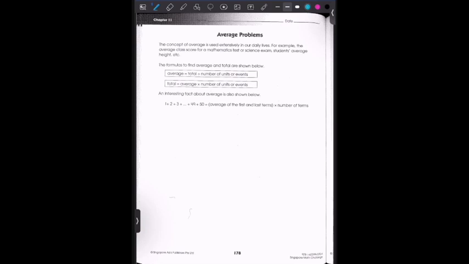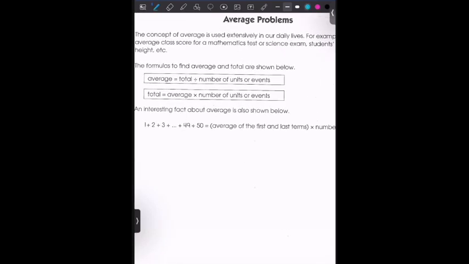And so we have formulas to find average and totals. An average is going to be the total divided by the number of units or events. And based on this, we can find that the total is going to be the average times the number of units or events.